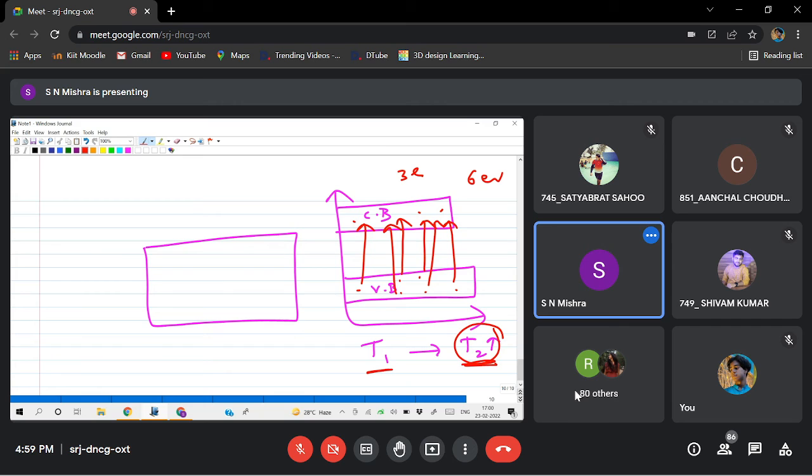Yes or no? Yes, sir. Now the number of electrons will increase here, and if the number of electrons increases from T1 to T2, the conductivity means they will move inside the material and the conductivity will increase, just opposite of the conductor property.